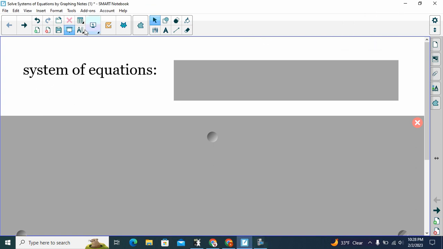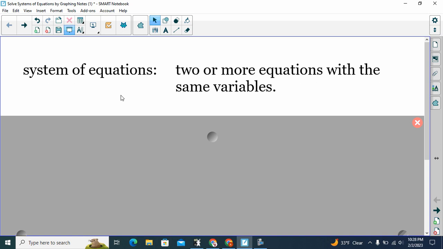We're starting something new today called systems of equations. As we often do, we're going to start with a little bit of vocabulary, starting with the definition of a system of equations. A system of equations is defined as two or more equations that share the same variables. Two or more equations with the same variables.